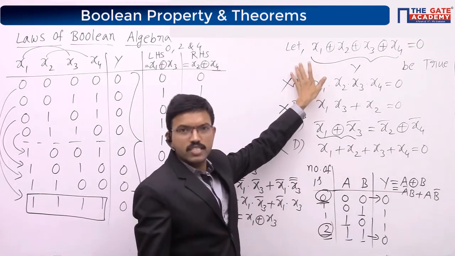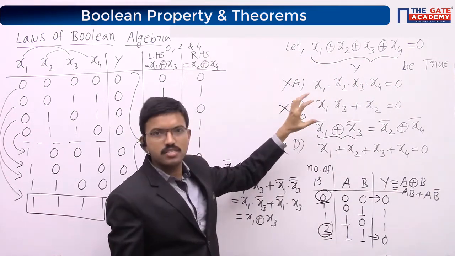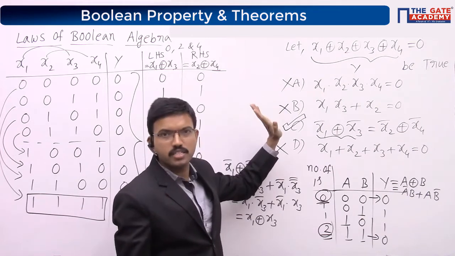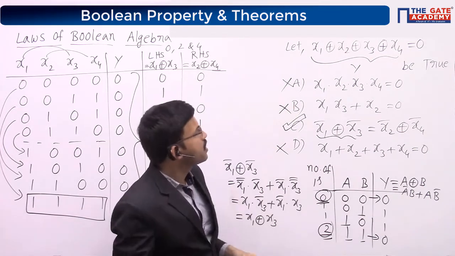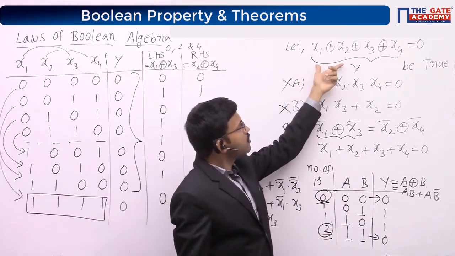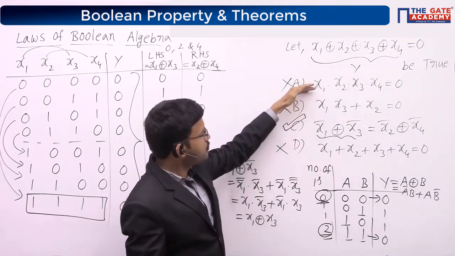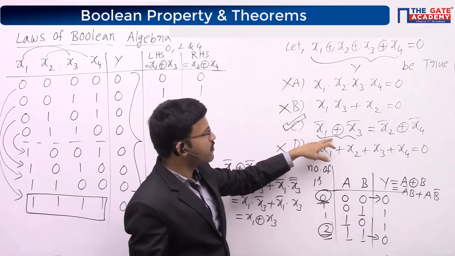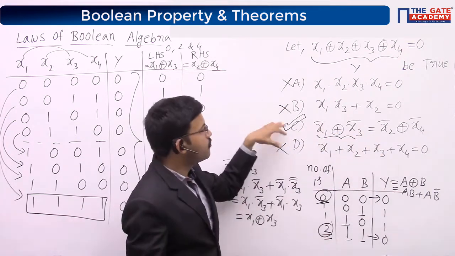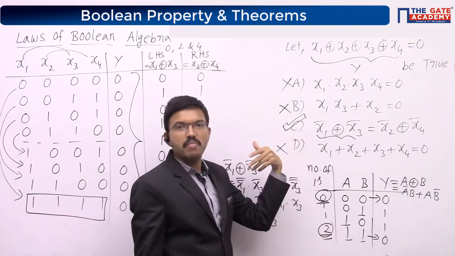In order to satisfy this one, among the 4 choices, one of the choices will be correct. Which one? That is the question. Now, by looking at the given equation, here we are having exclusive OR operation. Just by looking at the 4 choices, here also we are having exclusive OR. So that means we can guess option C may be true.